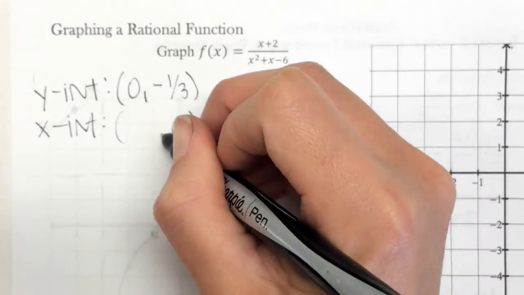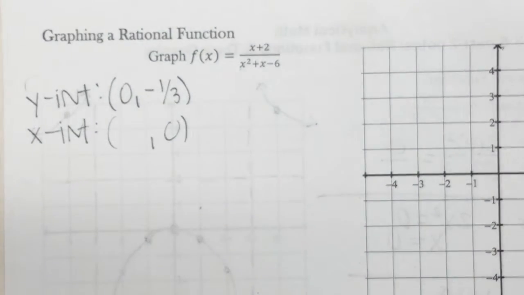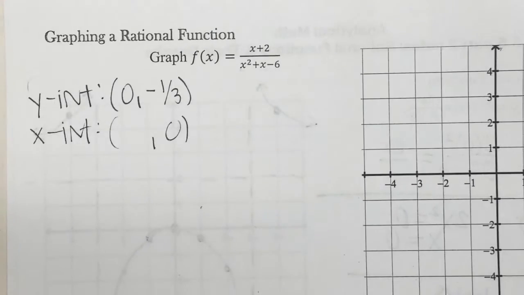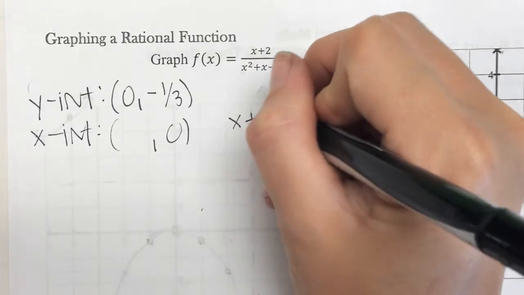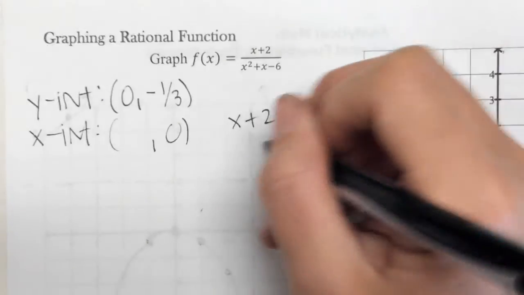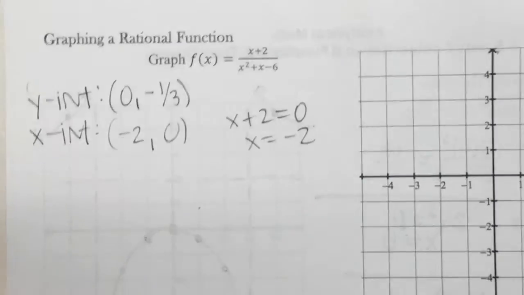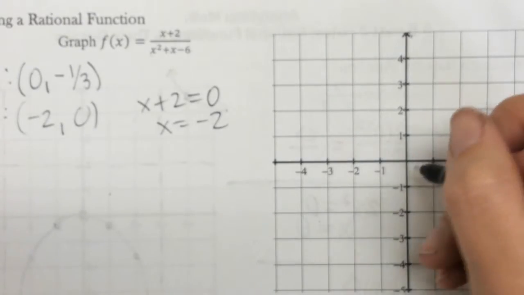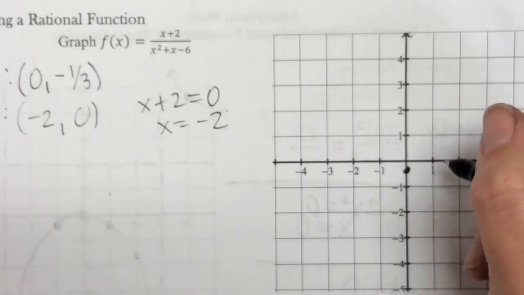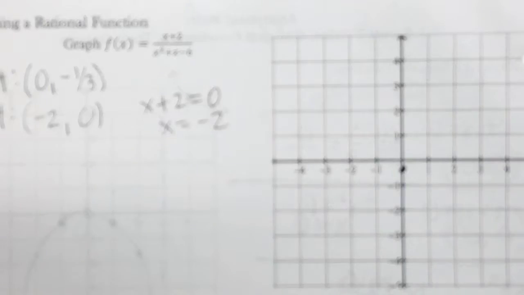Miles, what do I have to do to get the x-intercept? I set what to 0? Very good. Alright, so that means I just set the what equal to 0? The top. So I'll have x plus 2 equals 0, so my x-intercept is -2, 0. Go ahead and graph those 2 points. So 0, -1/3 will be like right here. Oh gosh, I said I wasn't going to do that. You graph them on your own.